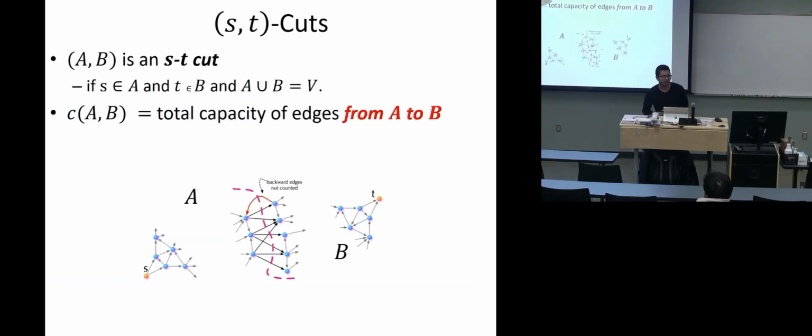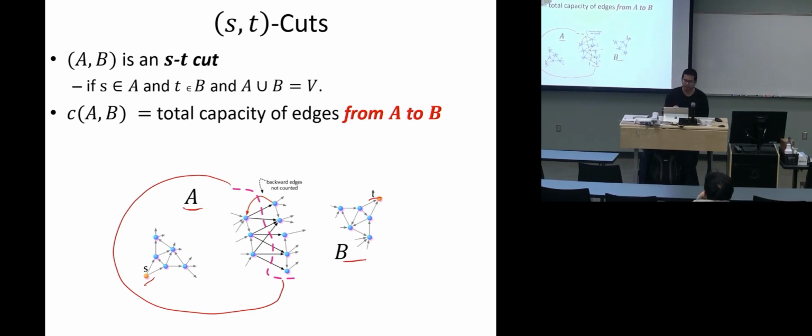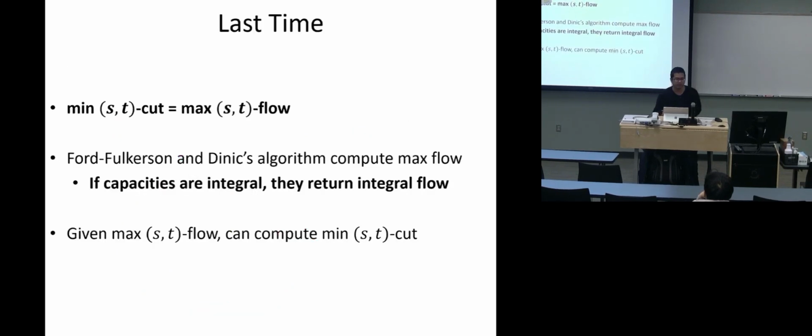And we also learned about ST cut, which is just a set A that contains S and does not contain T. S is on the A side, T is on the B side. And the total capacity of edges is the cut size. You count the total capacity of edges from A to B. And we learned last time that for any graph, for any S and T, ST min cut is the same as ST max flow. So that's the theorem, and we're gonna see why it's so powerful today.